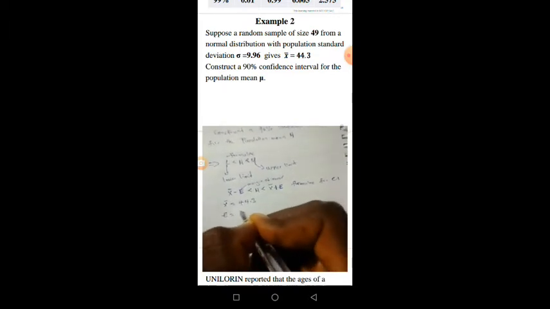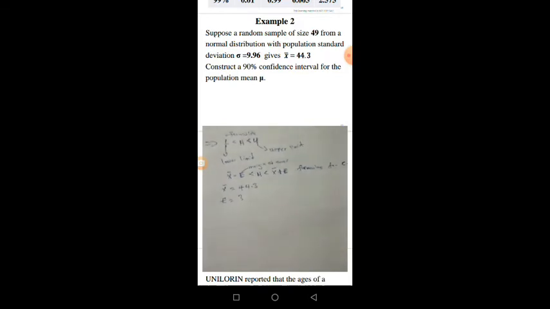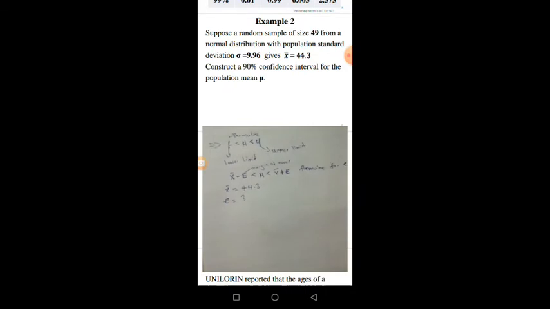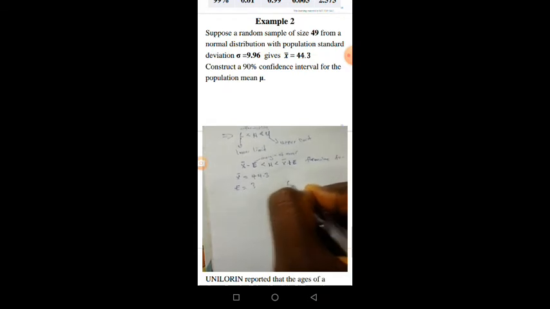4.3. But what is our E? Are we given E? We are not. They didn't give us E. If they gave us E, you can just work it out with this formula and get the answer. But they didn't give us E, so now we have to get E. What's the formula for E? The formula for E is E equal to what?